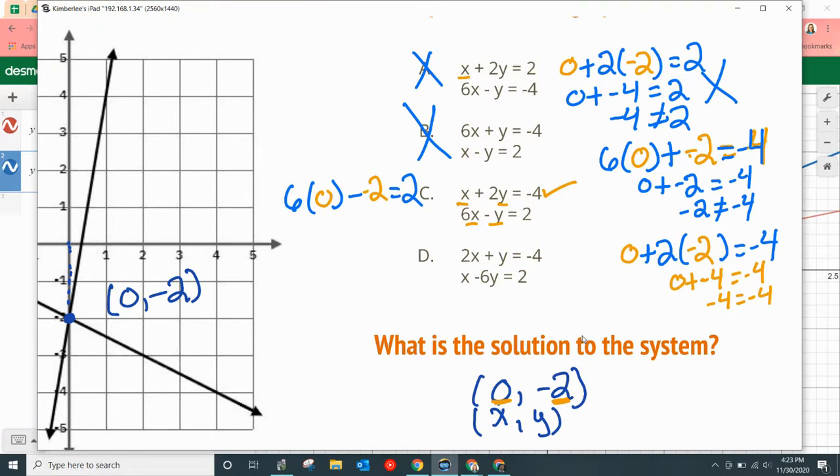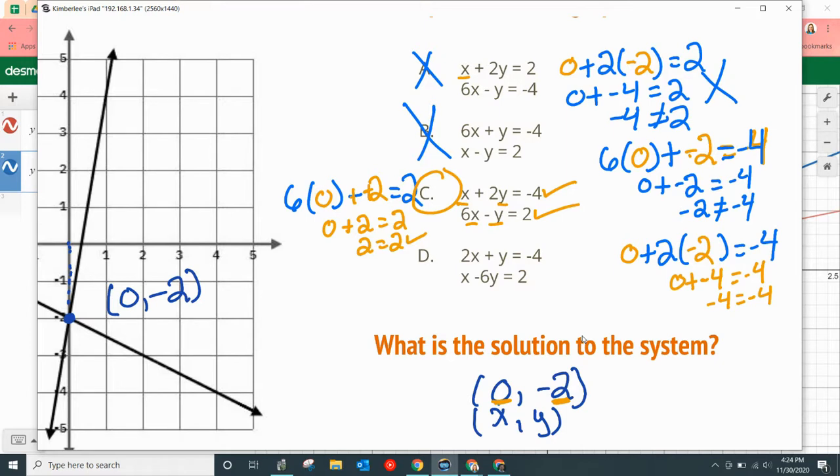That's okay. Well, 6 times 0 is 0. And then negative, negative becomes a positive. So that's saying 0 plus 2 equals 2. Oh, so that's just 2 equals 2. Hey, that works as well. So it looks to me like C is our answer choice. C is correct because it works for both of them.